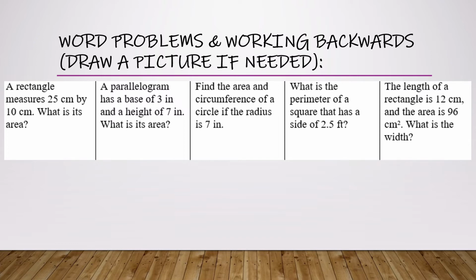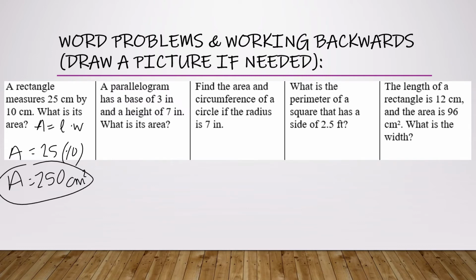A rectangle measures 25 centimeters by 10 centimeters. What is the area? We are doing a rectangle, so the area of a rectangle is length times width, or base times height. So we are trying to find the area. The length is 25, the width is 10. It does not matter what order you put those in, because whenever you multiply something, it doesn't matter the order. They're still being multiplied together. So the area for this is 250 centimeters squared.